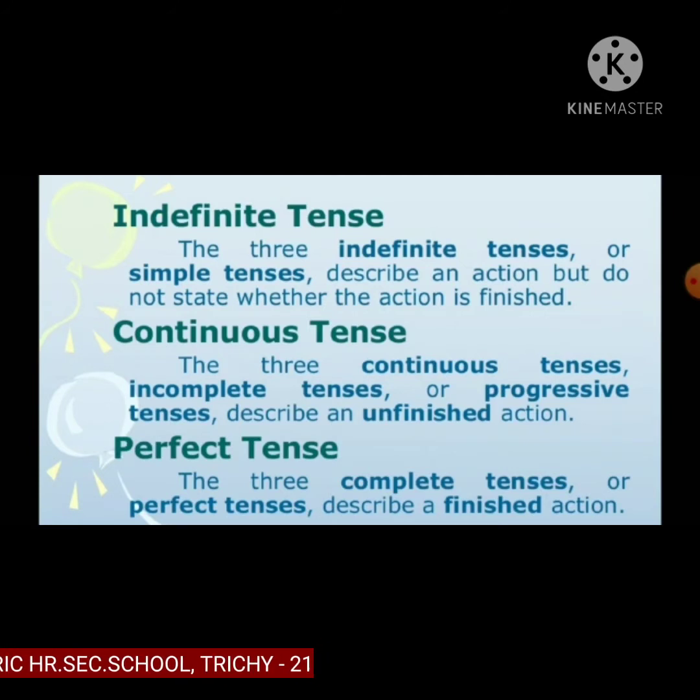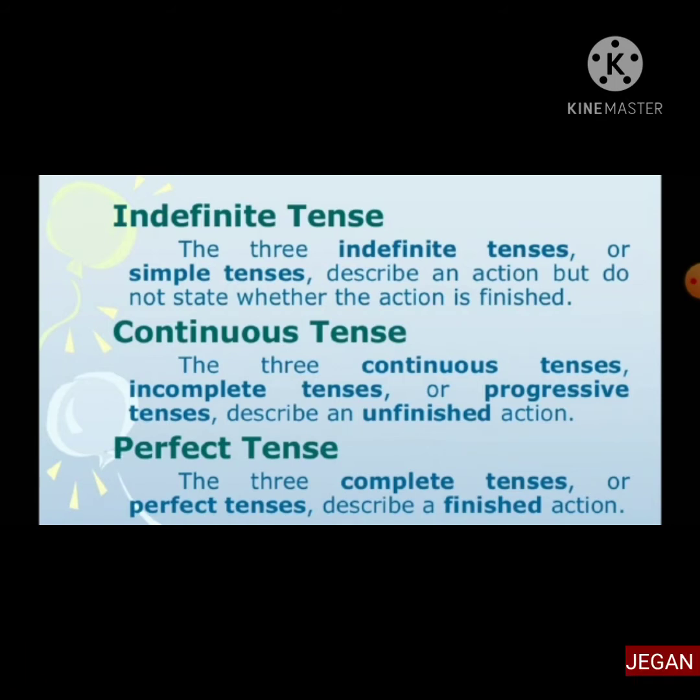First, simple present tense. Present, past, future, we have seen that. Okay, now present level, that is present tense. Indefinite tense. Here the 3 indefinite tenses are simple tenses. Simple present, that is simple tenses, describe an action but do not state whether the action is finished. Do not state. So because this is simple present tense. Continuous tense, present continuous. The 3 continuous tenses, incomplete tenses or progressive tenses, describe an unfinished action. That is unfinished action, it is called continuous tenses.